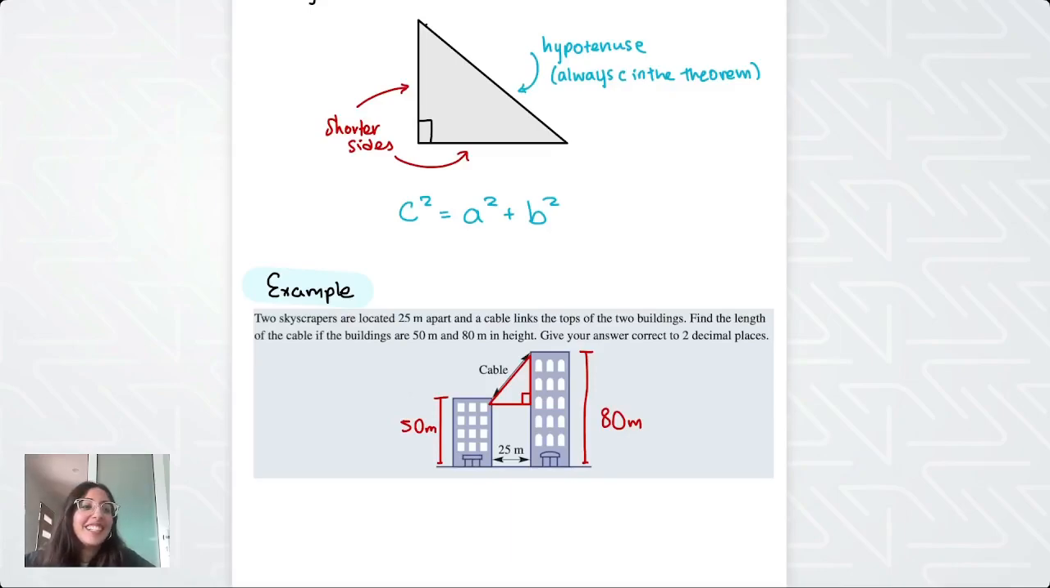What was the thing again for this length for A? How do you find that? Remember, that's the hypotenuse. The hypotenuse is always which letter? C. Yeah, so it should be c squared equals a squared plus b squared. So c squared equals a squared plus b squared.